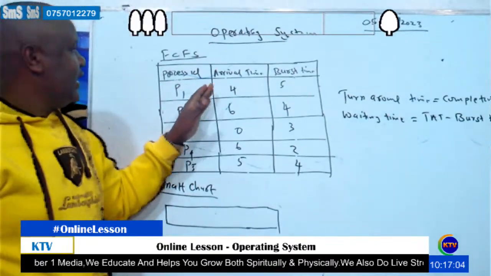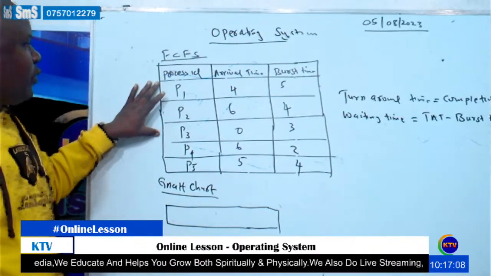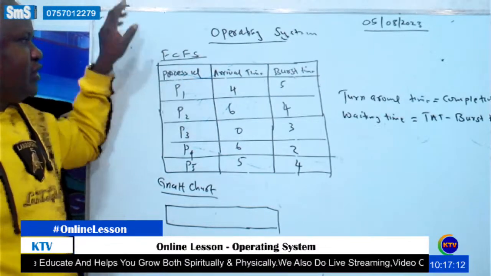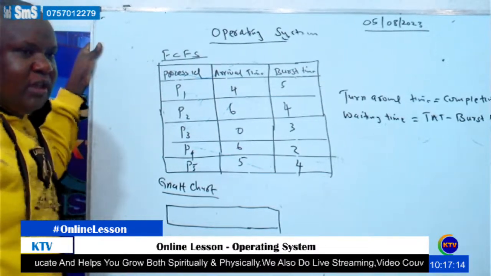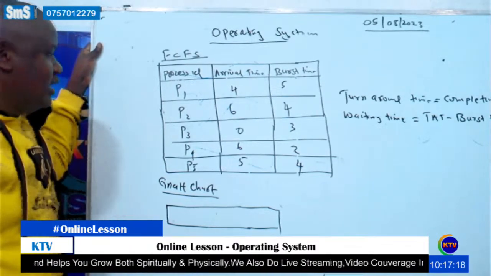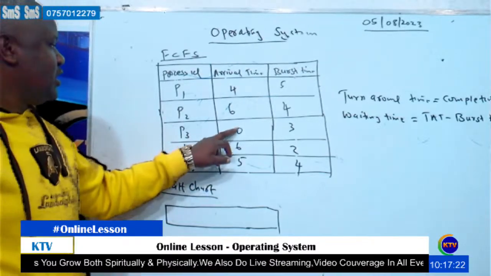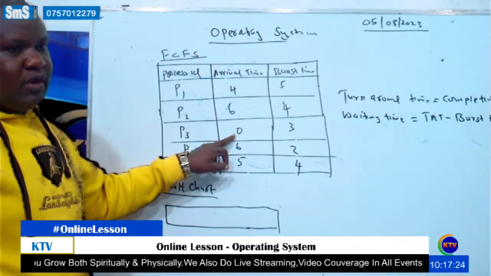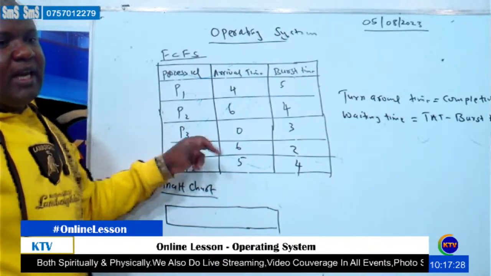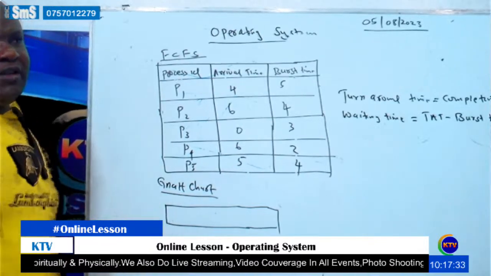According to you, using the table, which process will be allowed in first? Remember, we are considering the arrival time. Which process will be allowed in the CPU first? Yes, process 3 will be allowed in first. Why? Because it arrived at time 0. When you see a process arriving at time 0, it means the CPU did not have anything. In fact, the CPU was idle.